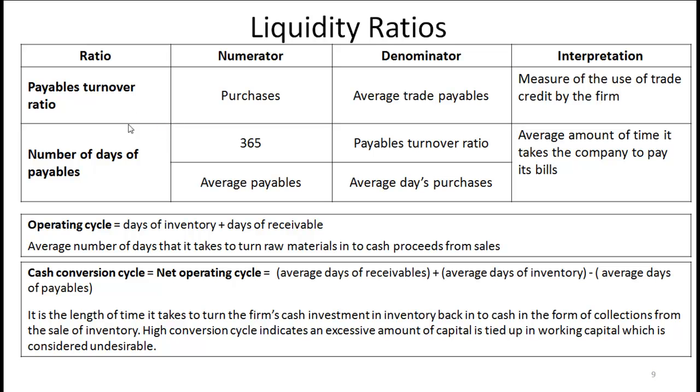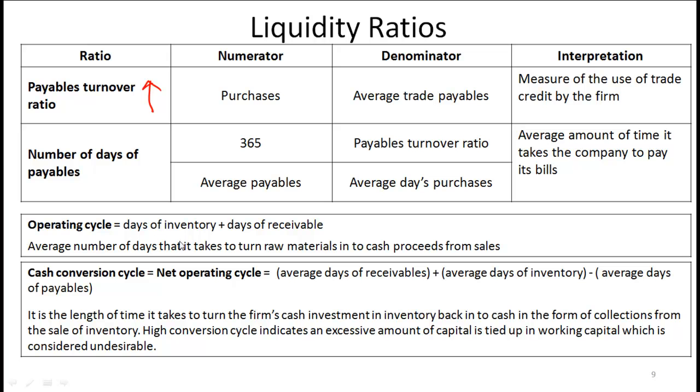Now, unlike all the other ratios where high means faster liquidity, if your payables turnover is very high, that means you are paying your suppliers very fast. So all else equal, lower is better over here. You saw this in quant also.